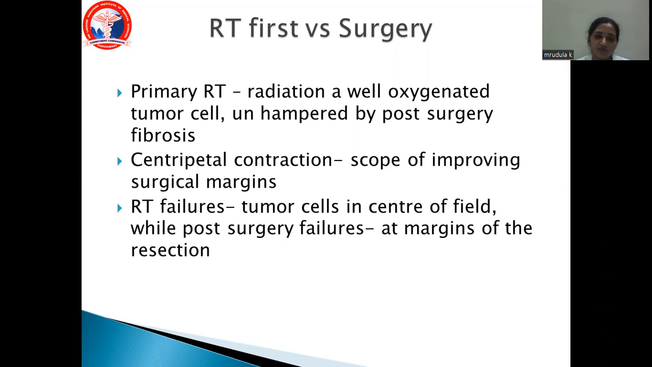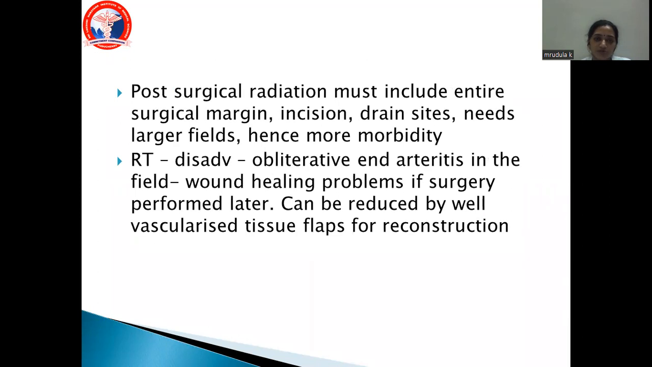In RT failures, tumor cells remain in the center of the field. The margins of the tumor become inactive, but the tumor in the center of the field may be active. While in post-surgery failures, the margins of the tumors may regrow. So post-surgical radiation must include the entire surgical margin, incision, and draining sites, and needs larger fields, hence more morbidity.